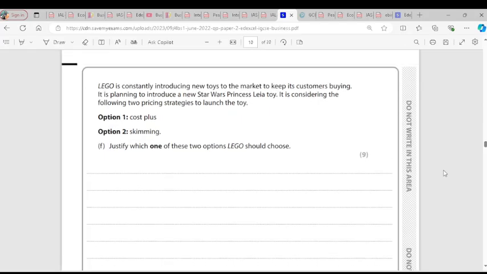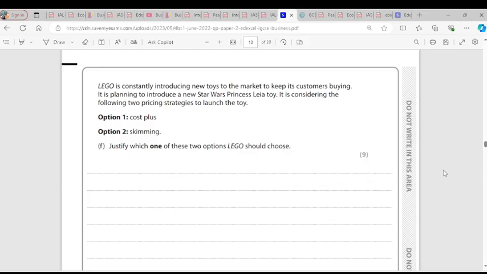Lego is constantly introducing new toys to the market to keep its customers buying. It is planning to introduce a new Star Wars Princess Leia toy. It is considering the following two pricing strategies to launch the toy: cost plus pricing and skimming. When we talk about cost plus pricing, we're talking about adding a markup to the cost before setting a price. That is cost plus. The advantage of cost plus is that it is easy to apply. You just have to add a markup, then you set the price.